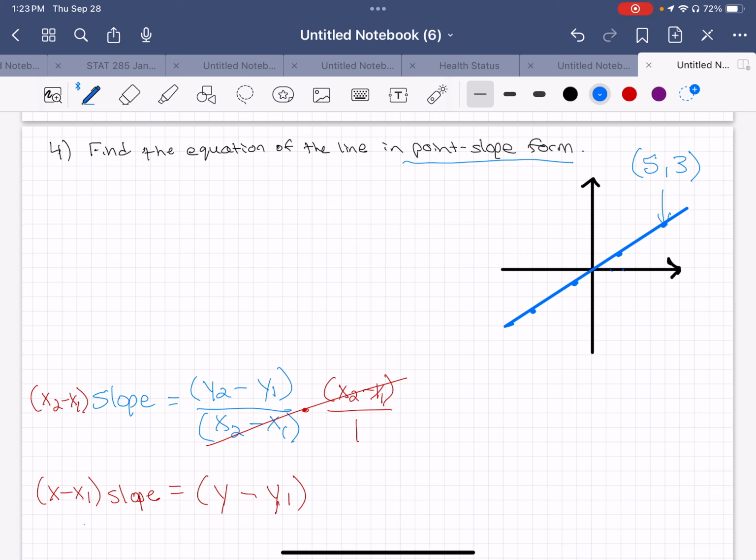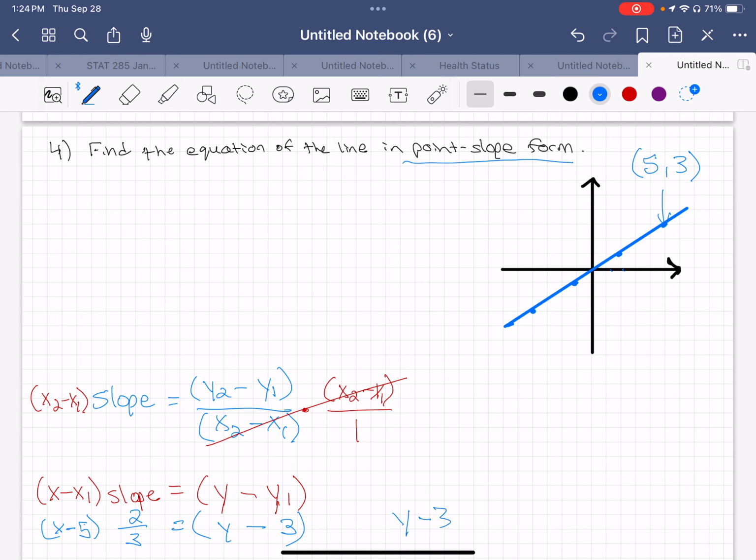So I'll put in the 5 for x and the 3 for y. The other x and y are just any variable x and y. And then all I need is the slope. So the slope, I am reading off of here, going left to right, rise is 2, run is 3. So my slope, rise is 2, run is 3, it is positive. Here is my answer. I didn't check.